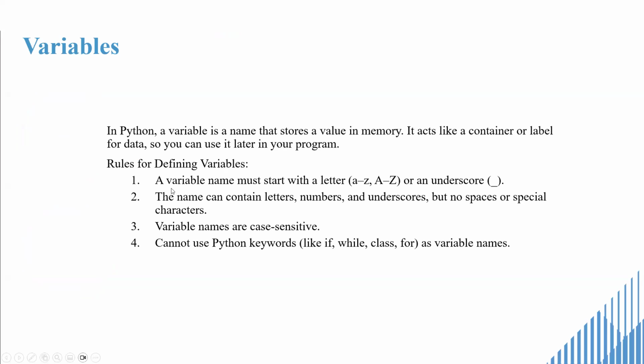Rules for defining variables are some basic rules you should know. A variable name must start with a letter, A to Z, small or capital, or an underscore. The name can contain letters, numbers, and underscores, but no spaces or special characters. Python names are case sensitive, and you cannot use Python keywords like if or while.